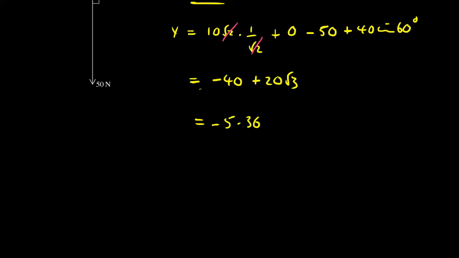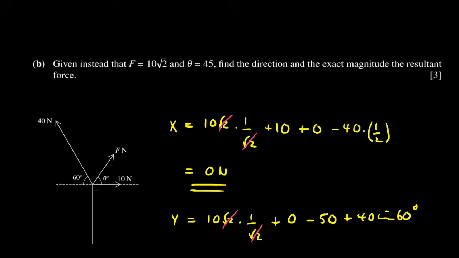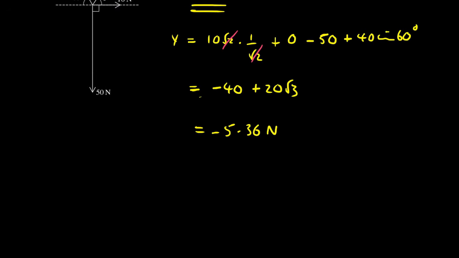5.36. Now, remember, we were told in the question to find the exact magnitude of the resultant force. Well, what this tells us is that the resultant force acts down, and it's negative. So if I want to find the magnitude of this, I basically need to turn it into a positive, right? So how do I turn it into a positive? Say the magnitude is 40 minus 20 root 3 newtons acting down.